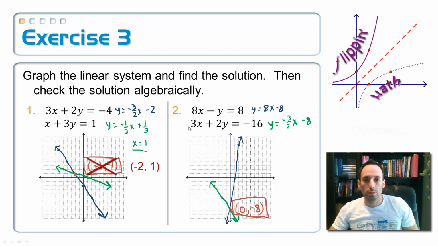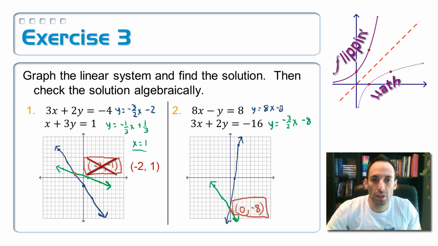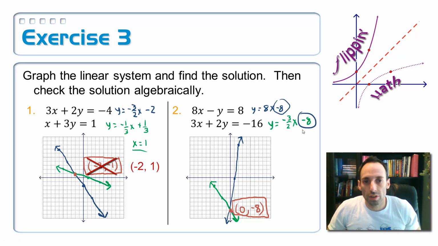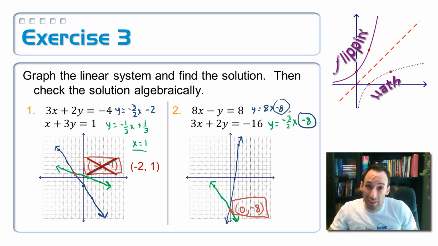Over here on number 2, same kind of thing. Solve each one of these for y, just easier to graph. Find a y-intercept and a slope. Same thing on the second one, and I get a point of intersection of 0, negative 8. Now, if I looked at the equations there, maybe I could have seen that they both share the same y-intercept, and I would have known without graphing it that that's what the point of intersection would have to be, since they have different slopes.